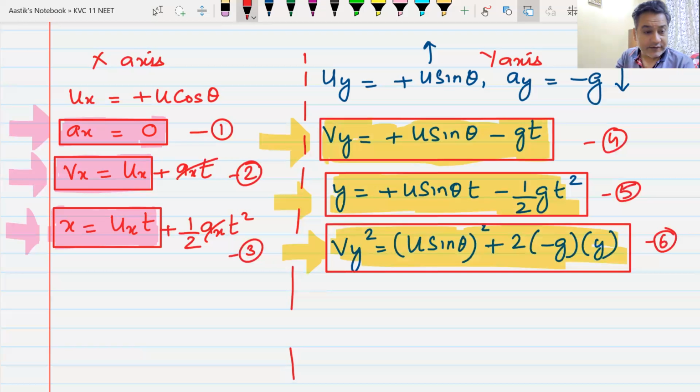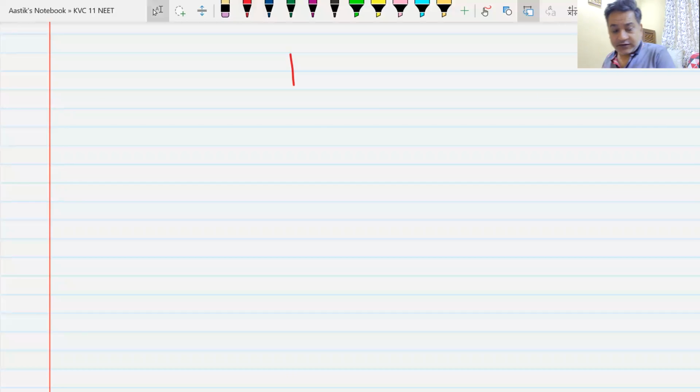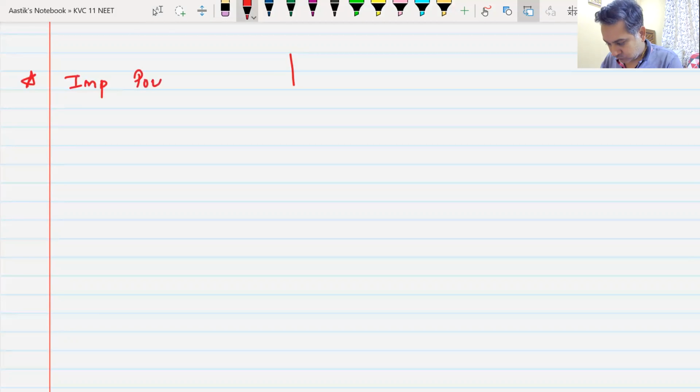Okay, since we have completed this, we will write important points about what we have seen point-wise. So write important points. Important point number 1, let us first summarize the points of x-axis. Important point number 1, acceleration along x is always 0. Do we understand this?